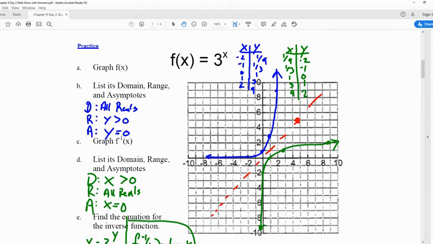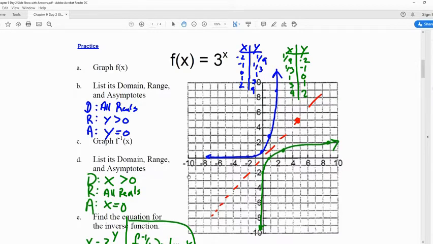Part C, graph the inverse of f of x. If I have a table, the easiest way to do that is just to switch the x and the y. That's what I did here in green. So we switch the x and the y, we put those 5 ordered pairs on the graph, and I sketched that. I kind of crossed over here. That should be hugging the y-axis as it goes down.